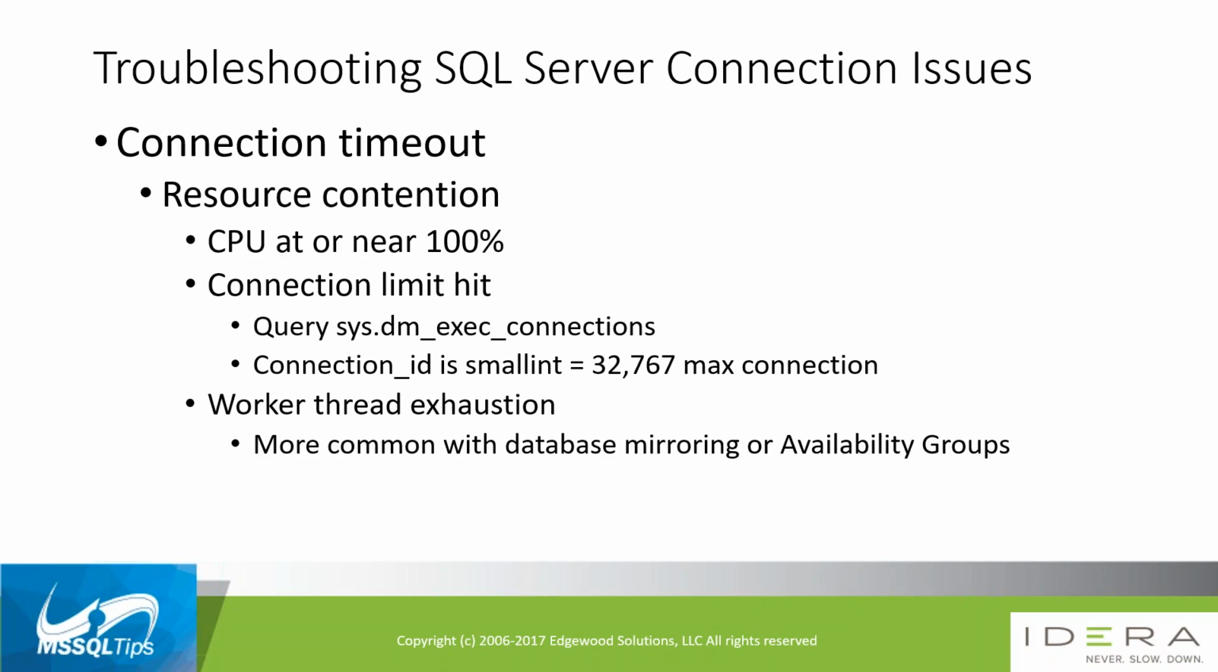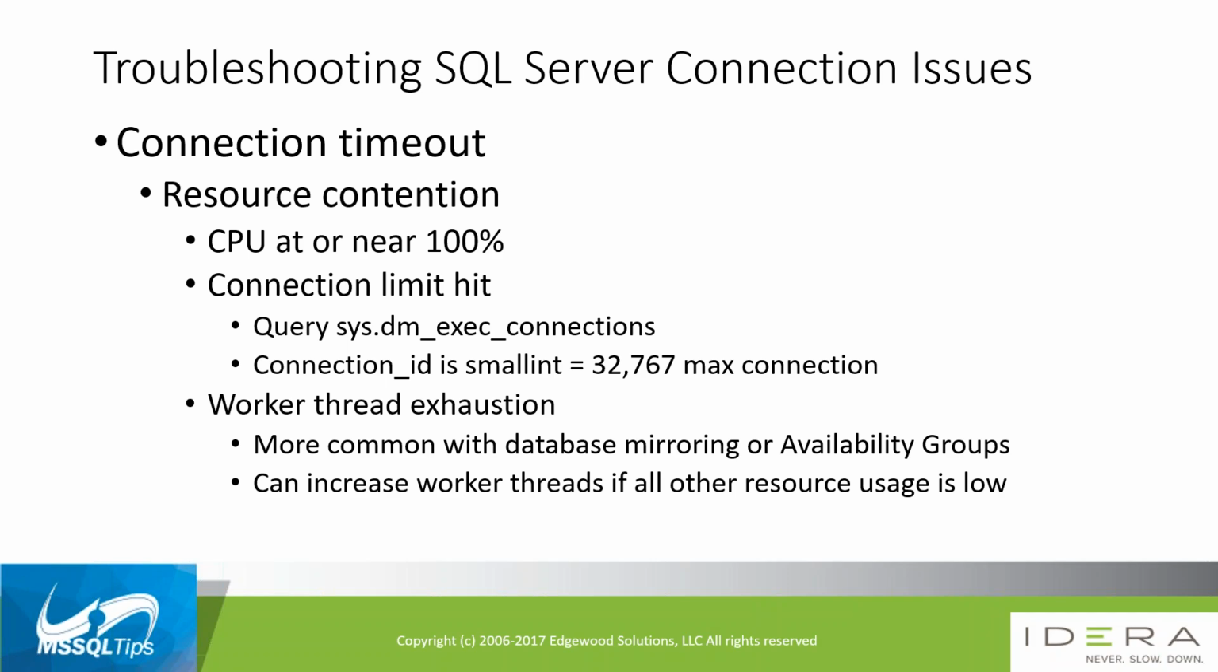This is really more common with database mirroring or availability groups because the mirroring process and the availability group process use quite a few threads of their own. So if you have a lot of databases mirrored or a lot of databases in availability groups, that can really use up a lot of your worker threads, and you can start having queries waiting for thread pool waits, or queries failing, connections failing because there were no more worker threads to assign a connection to.